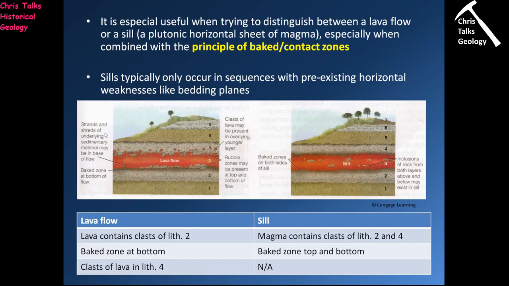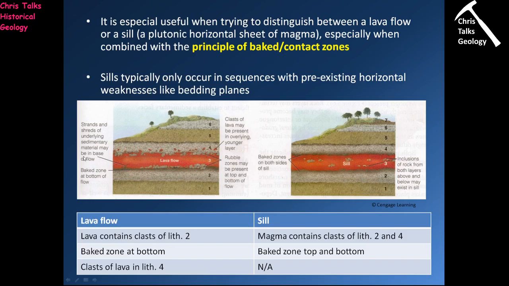So let's think of the lava flow situation. In the lava flow situation, what we're going to see is, layer rock number one would have been deposited, then layer rock number two, and then the lava flow came over the top. Now obviously the heat from the lava flow would cook the top of layer rock number two. Pieces of rock number two would also become incorporated into the lava flow.